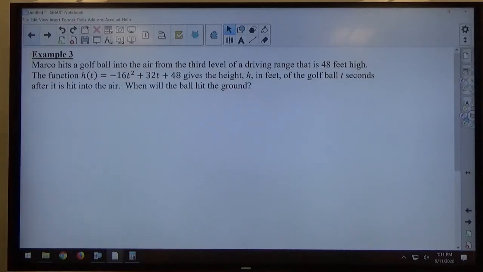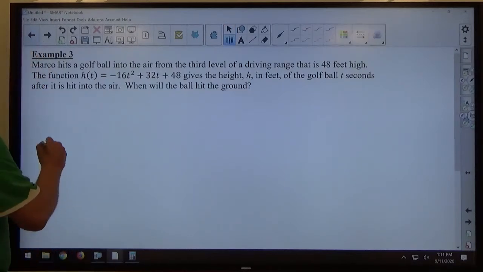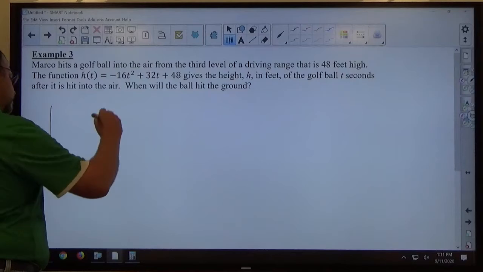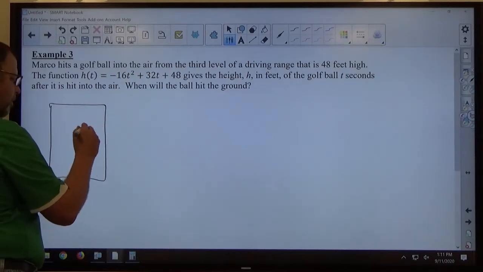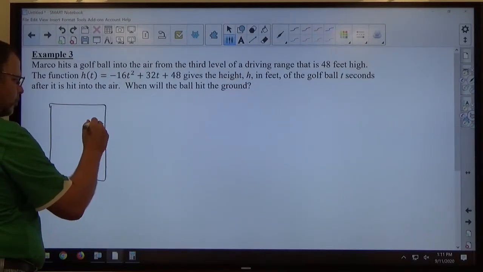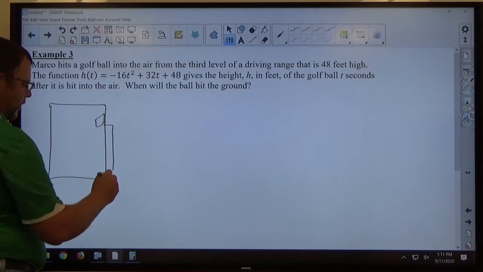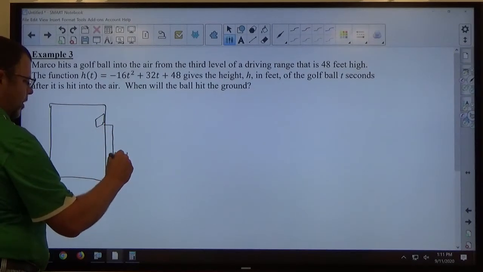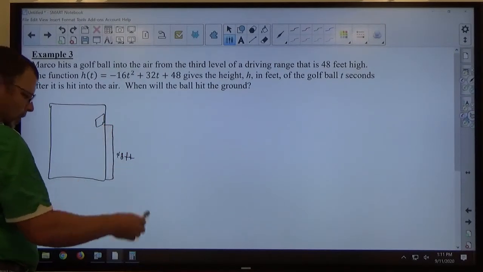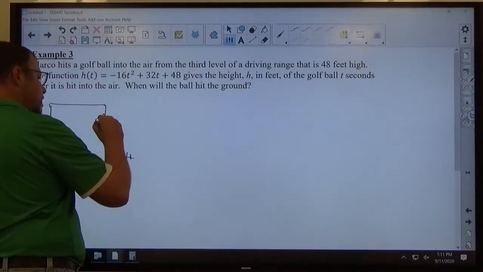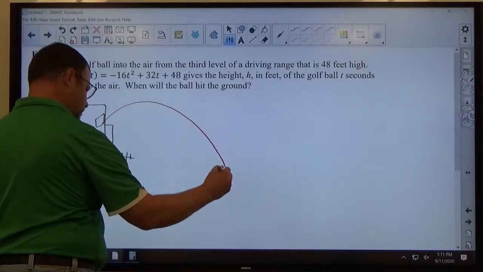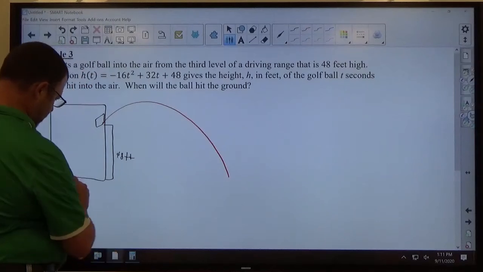So example 3, it says Marco hits a golf ball into the air from the 3rd level of a driving range that's 48 feet high. So if you can imagine, we have some building here that's got a driving range on it, and somewhere on the 3rd floor, Marco's here hitting golf balls, and he's 48 feet above the ground. The golf ball is going to follow a parabolic path until it eventually lands on the ground.